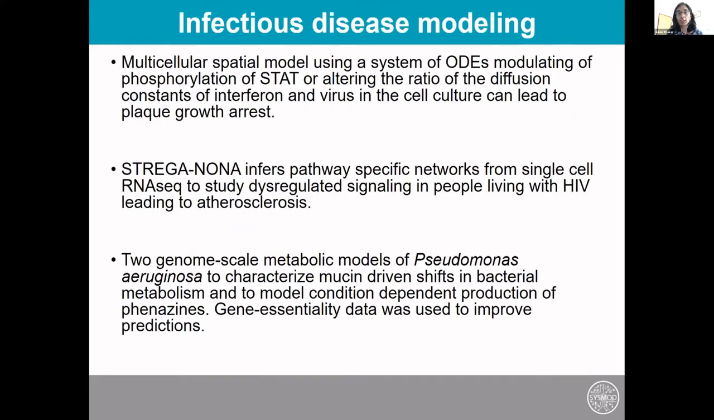Then we focused on infectious disease modeling and heard about ordinary differential equation modeling of phosphorylation of STAT and altering the ratio of diffusion constants of interferon and virus in the cell culture, and how it affects plaque growth arrest. We heard about an algorithm which uses single cell RNA-seq data to understand dysregulated signaling in people living with HIV, and what the drivers are of a higher prevalence of atherosclerosis in these HIV positive people. Then we heard about two genome scale metabolic models to characterize mucin-driven shifts in bacterial metabolism and to model condition-dependent production of enzymes.